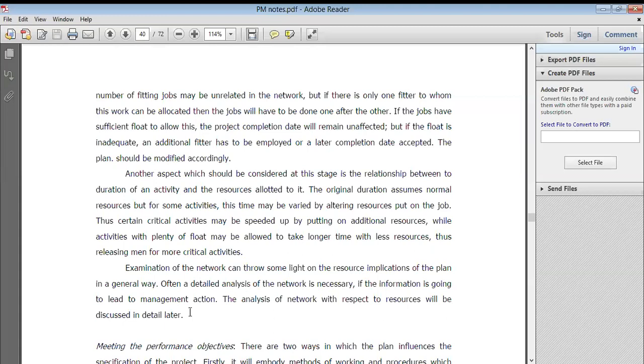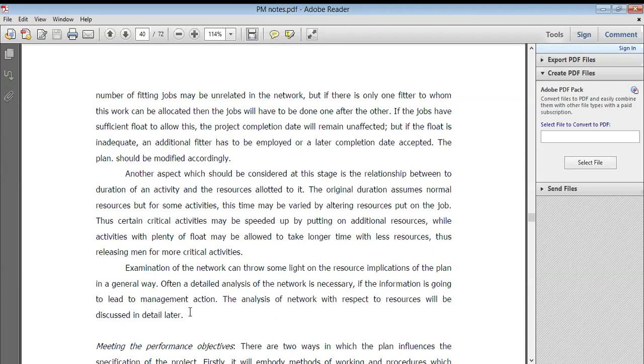So if I'm not coming, I just hand over my work to others, or I inform my team, or I inform my boss that for some reason I am not coming. So your work is not pending; you just hand over your work and then you leave. So certain critical activities may be sped up by putting on additional resources, while activities with plenty of float may be allowed to take a long time, right? Some kind of activity will take a long time.